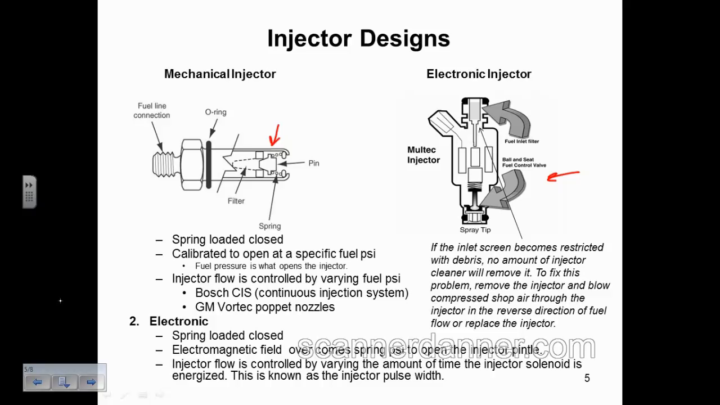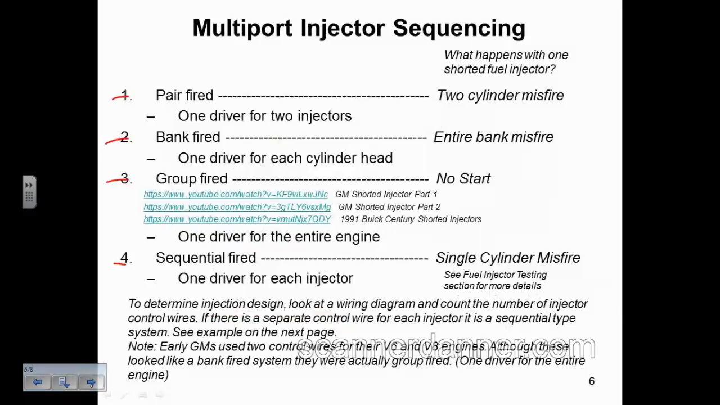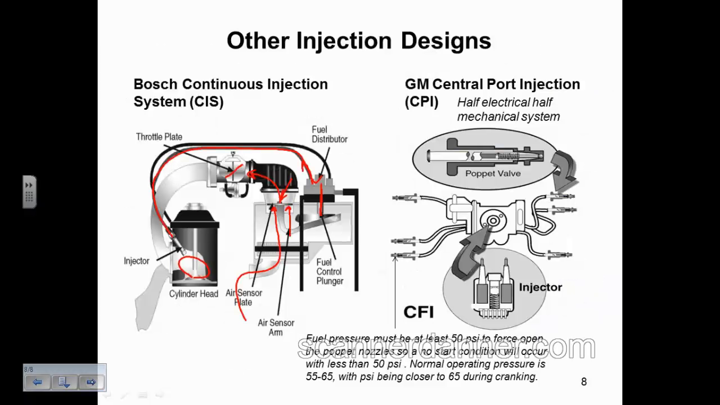So Dad was an electric injector, and Mom was a mechanical injector, and they had a baby, and it was a GM poppet nozzle system, they called it. Actually it says CFI in this picture. CPI, central port injection, is what they called it. This was the one that everybody called the spider injector assembly. This was underneath the intake manifold.